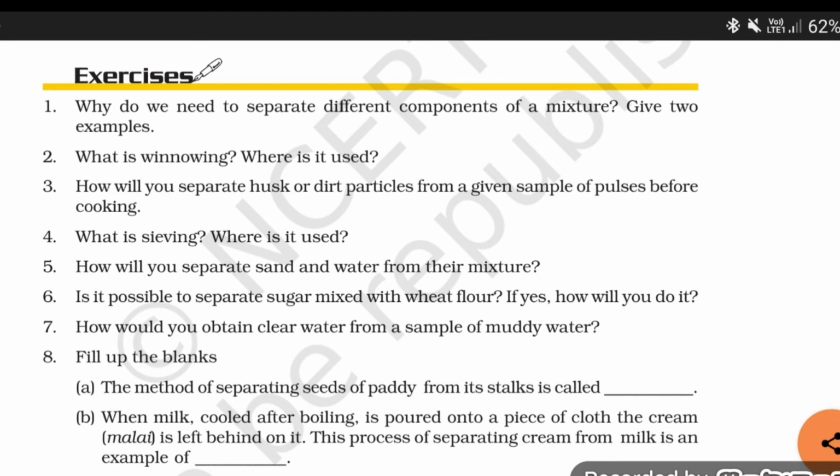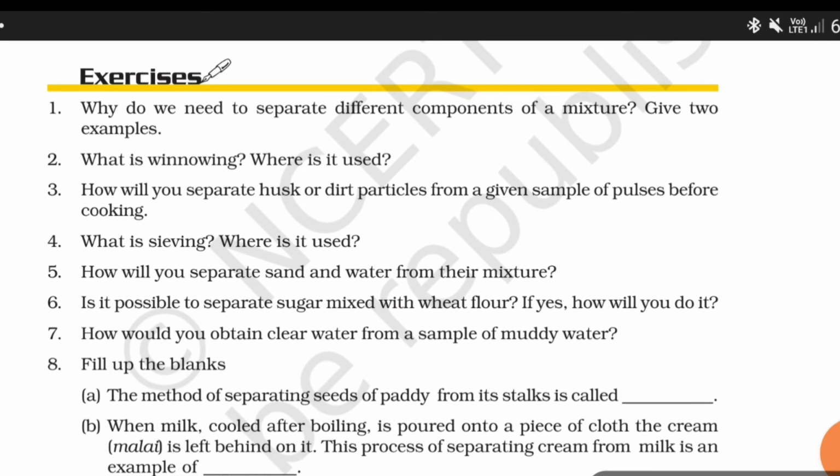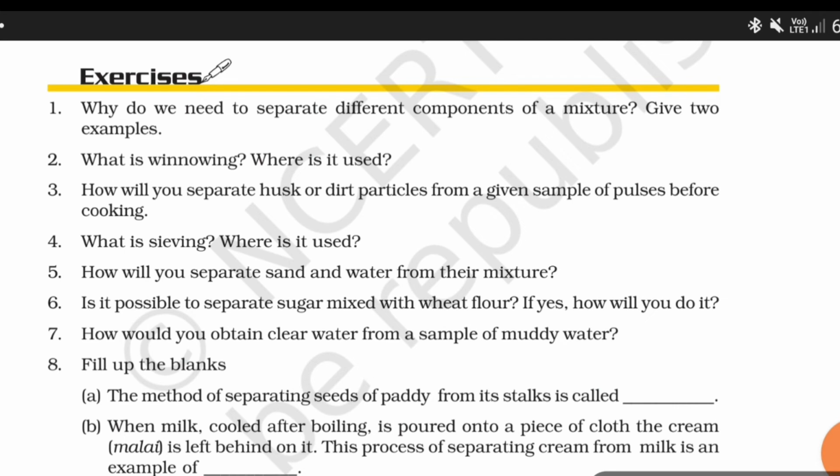Okay. Question number 4, what is the sieving process? Where is it used, or why it should be used, like that. Question number 5, how will you separate sand and water from their mixture? If you have sand and water as a mixture, how will they get separated, because sand is not soluble in water. In the class we have done how the mud gets separated. So like that, 3 processes you can write down in this question.